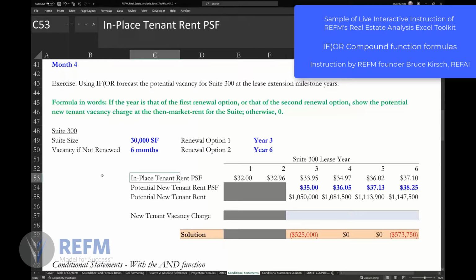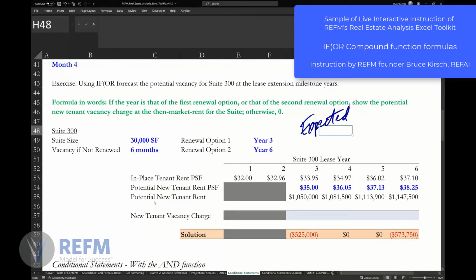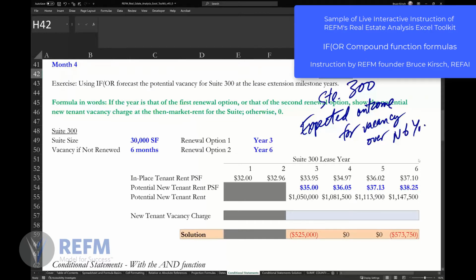And so let's say that we're trying to analyze this and say, okay, what I want to do is see what's the potential vacancy, the expected outcome for vacancy over the next 6 years for this Suite 300, right? So Suite 300, this is the problem I'm trying to solve. What's the expected vacancy for Suite 300 over the next 6 years? Well, I've got this tenant in place now. I'm sitting here at the very beginning of year 1, and I know that they're paying me $32 a foot because that's what's on the lease.